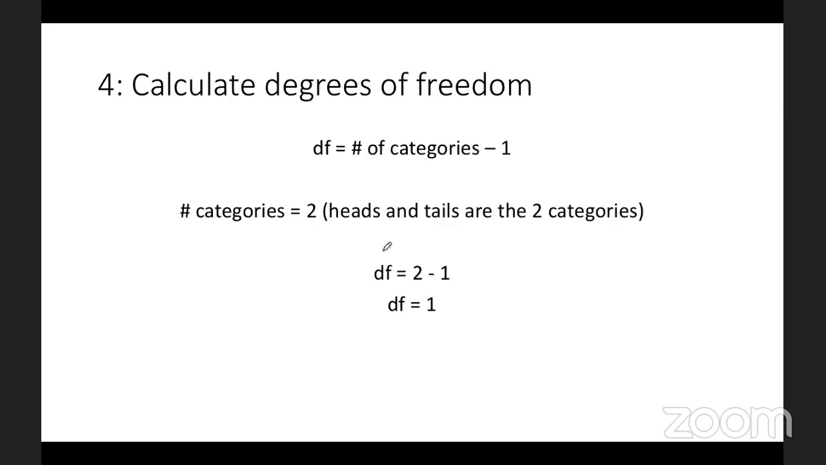So in this particular case, as we discussed already, we have 2 categories, right? We could either have a heads or a tails. And so our degrees of freedom will be equal to 2 minus 1. And so our degrees of freedom will be equal to 1 in this case.